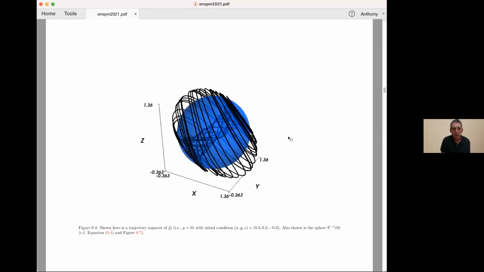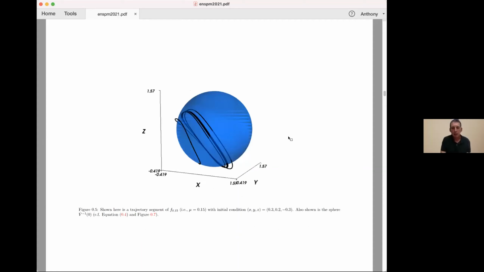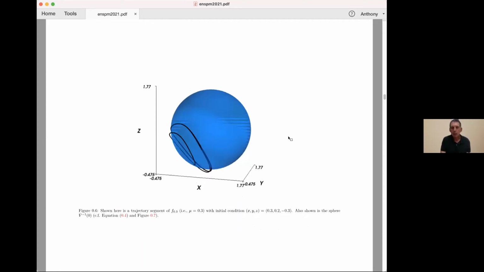So here again are some other versions of the dynamics. Here's a trajectory segment for mu equals 0, and there's a sphere there that you'll see plays an important role, and also some internal dynamics. Here's another trajectory for a little bit of damping, and another trajectory with even more damping. So that's the kind of dynamics that you get.